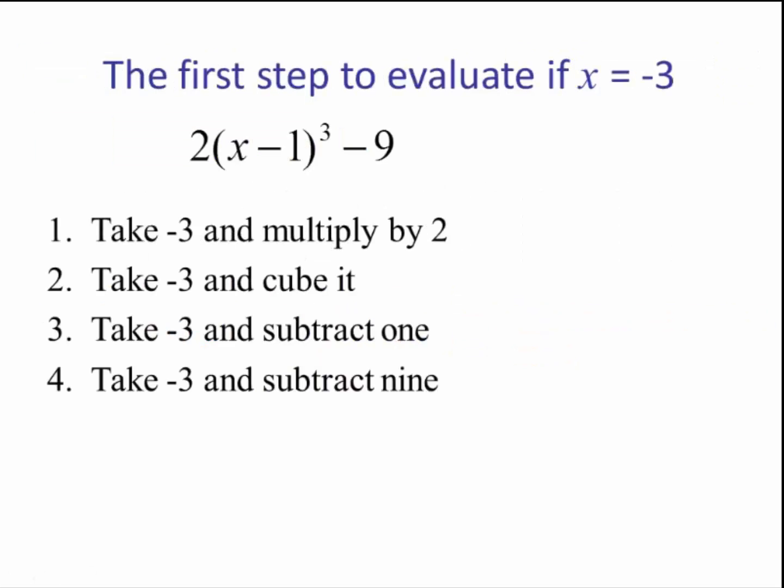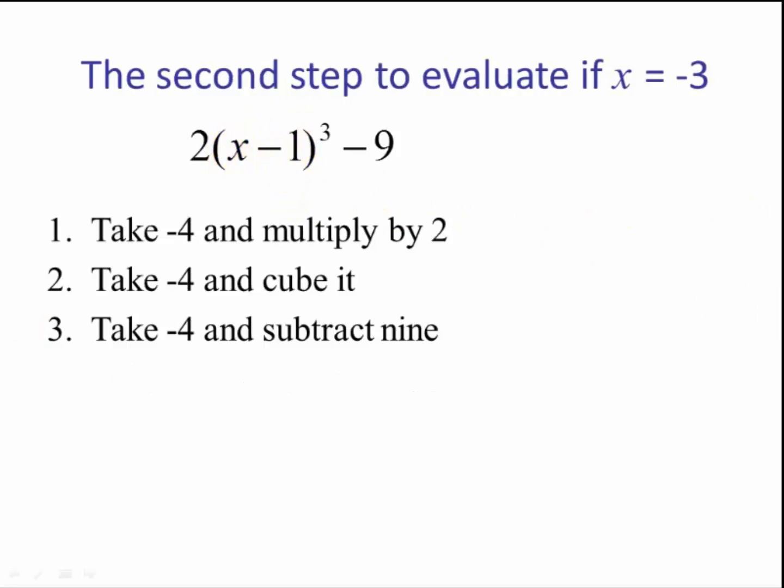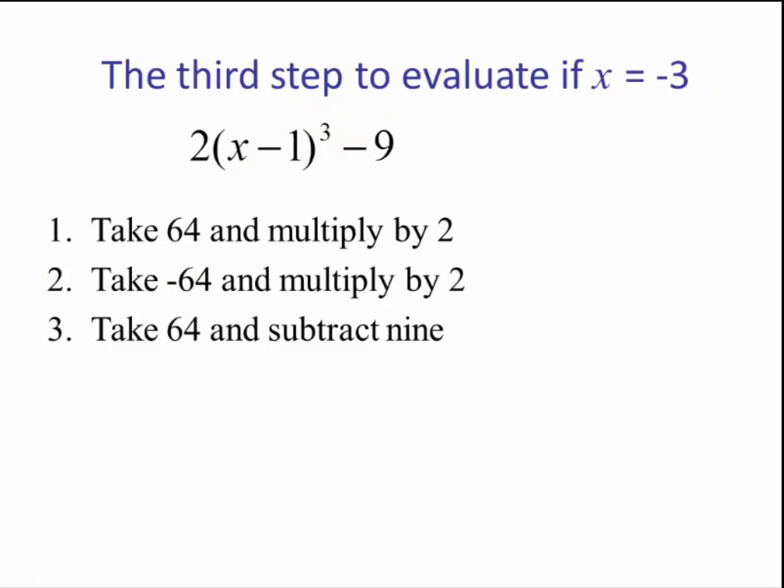In this example, what step do we do first to evaluate if x is equal to a negative 3? We would take negative 3 and subtract 1. We have to do parentheses first. The second step, once we do that, negative 3 minus 1 is negative 4, and cube it. Third step, negative 4 cubed is a negative 64, and we're going to multiply that by 2. Then last, we would subtract 9.